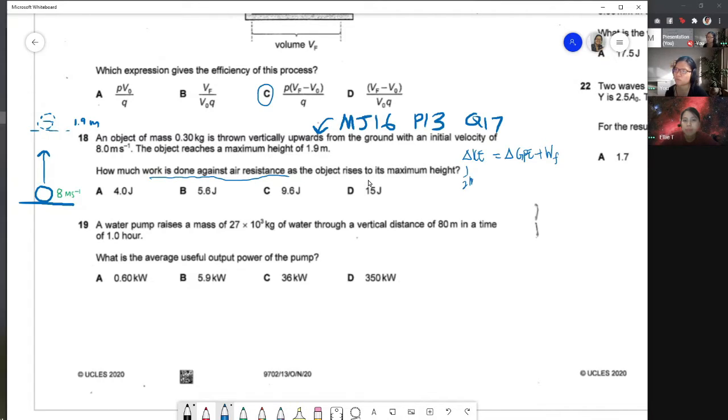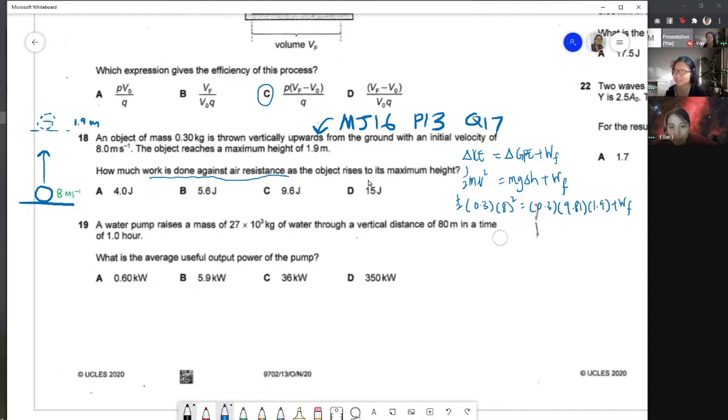This one we can put half mv squared. This one is mg change in height. This one is work done against friction. So substitute. What is the mass? 0.3. What is the speed? 8 squared. 0.3, 9.81. The change in height, it has risen to 1.9, plus WF. So you can find the WF.